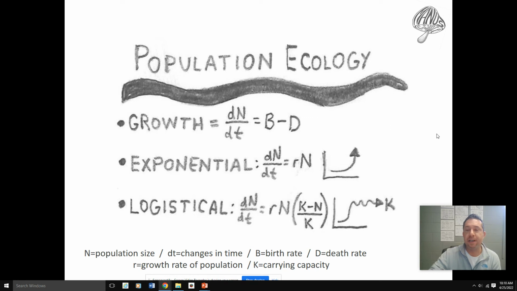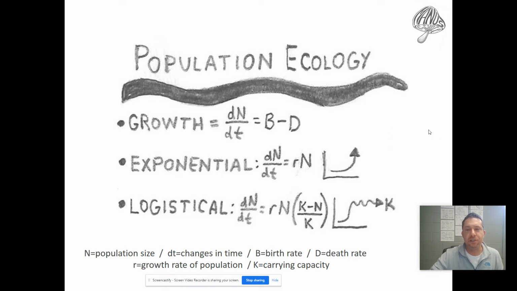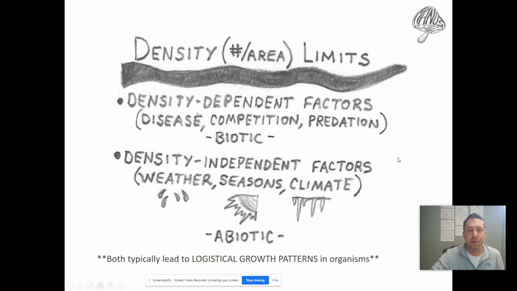So you'll notice in the equation that carrying capacity is included, and that is on your formula sheet. So you definitely want to be careful and make sure you do understand those.